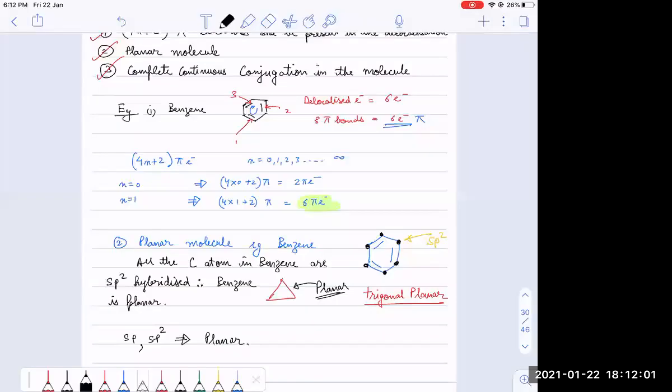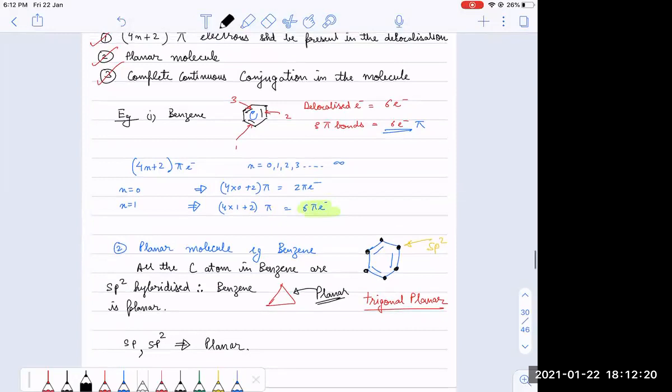Yeah, I was talking about the third point. The third point says complete conjugation in the molecule. I was telling you that I believe you know it pretty well. What is a complete conjugation? Single, double, single, double, single, throughout the molecule, it should be continuous. There should not be any breaks in it.